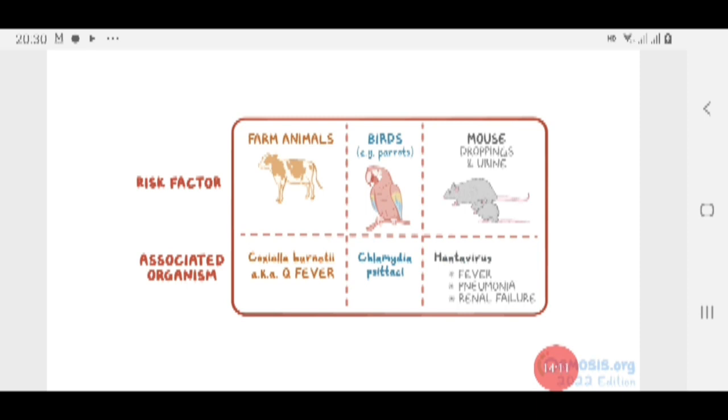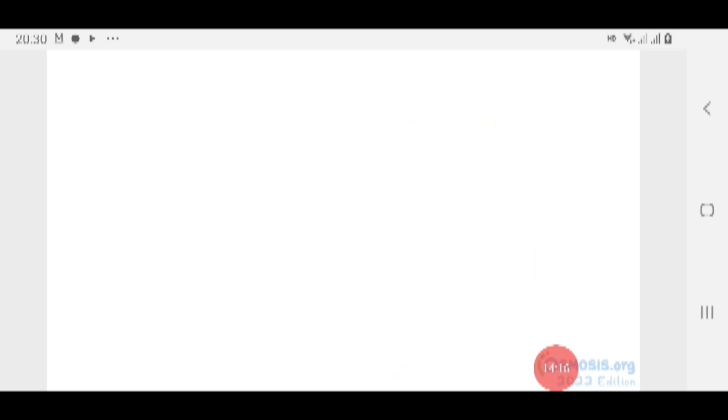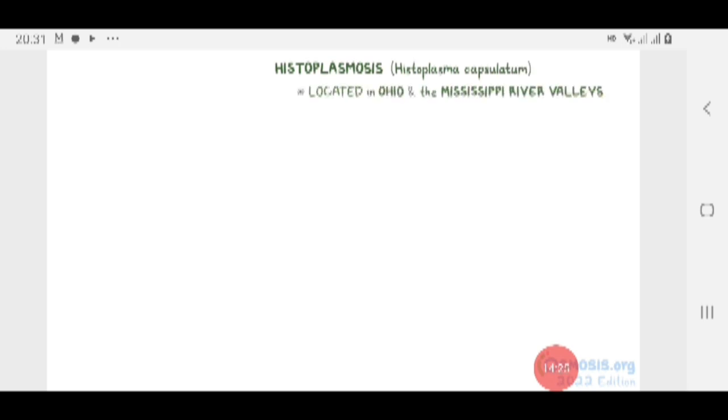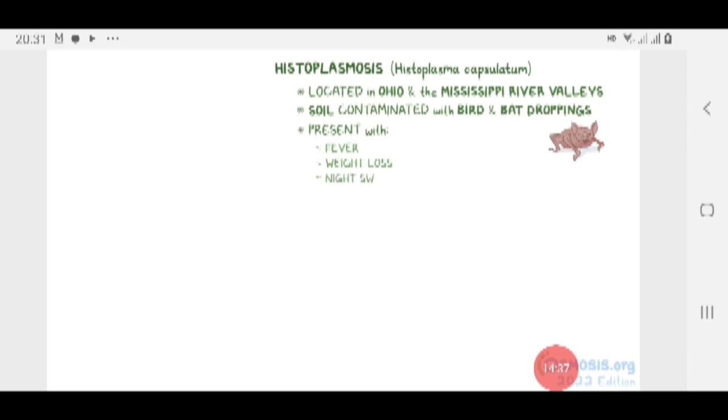Additionally, fungal pneumonias tend to happen in certain geographic areas. For example, histoplasmosis, which is caused by Histoplasma capsulatum, is found in Ohio and the Mississippi River valleys in the U.S., and is associated with exposure to soil contaminated with bird and bat droppings. Individuals present with fever, weight loss, night sweats, pneumonia, pancytopenia, hepatosplenomegaly, and generalized lymphadenopathy.